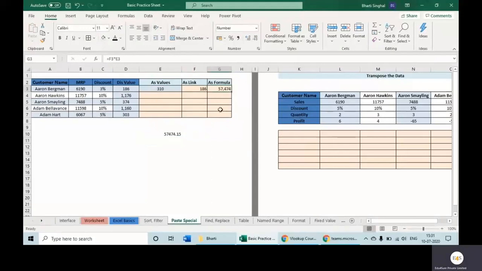We are just copying the formula. It's not going to keep the reference the same. Relative reference will be applied and the previous two cells will be taken, which has been taken in this case as well. So when we do paste special as formula, it's going to copy only the formula.